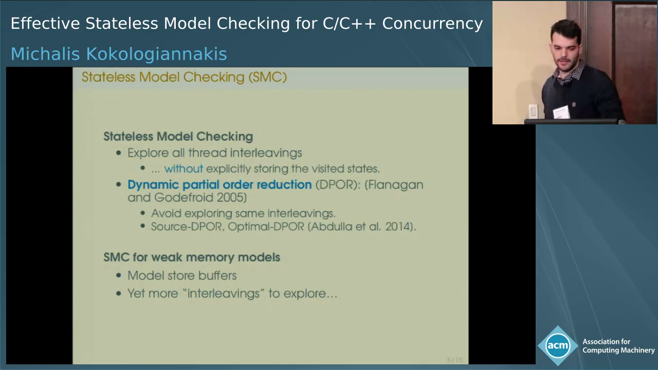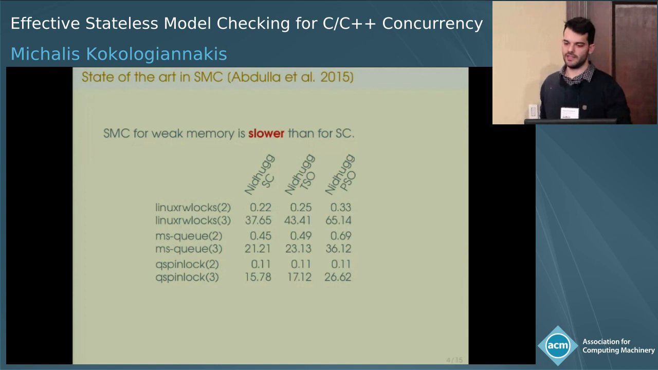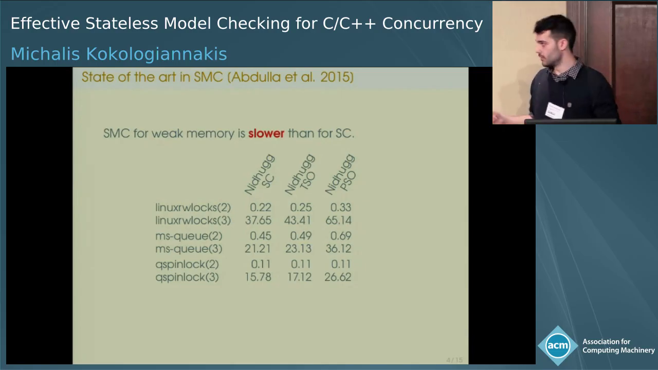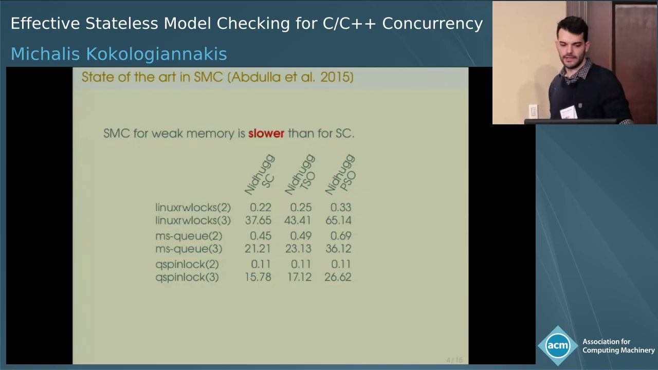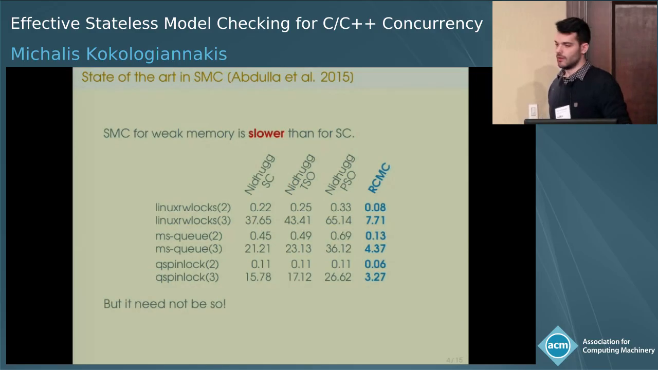But the thing is that this process gets more complicated, and there are more interleavings to explore, and stateless model checking for weak memory gets slower as the memory model gets weaker. So in this table, you can see some results for Nidhugg. Nidhugg is a stateless model checking tool that's considered state-of-the-art, and it supports both sequential consistency and TSO. And of course, Nidhugg gets slower as the memory model gets weaker. Now, this doesn't need to be the case.